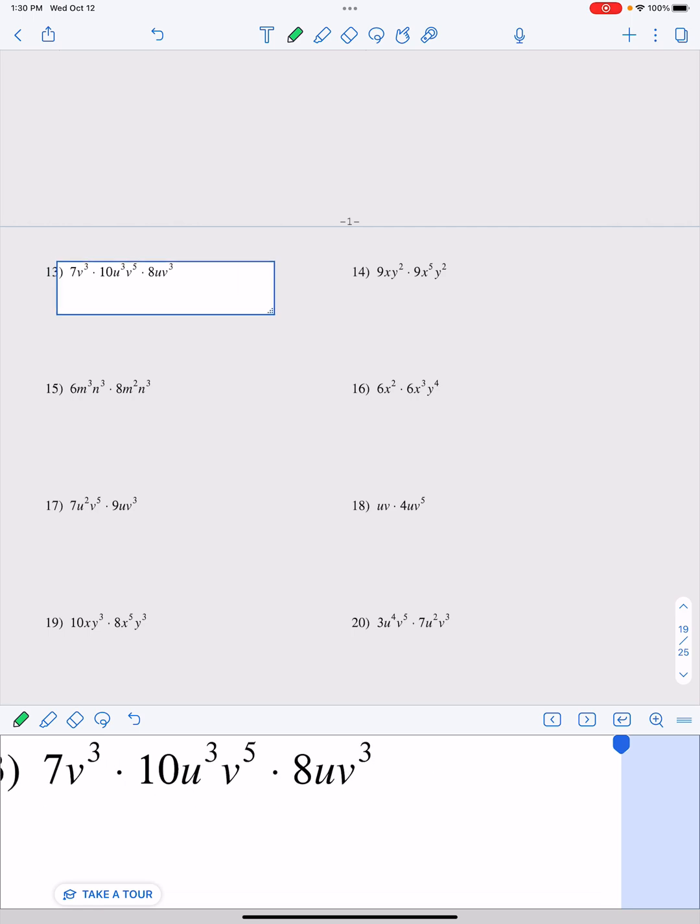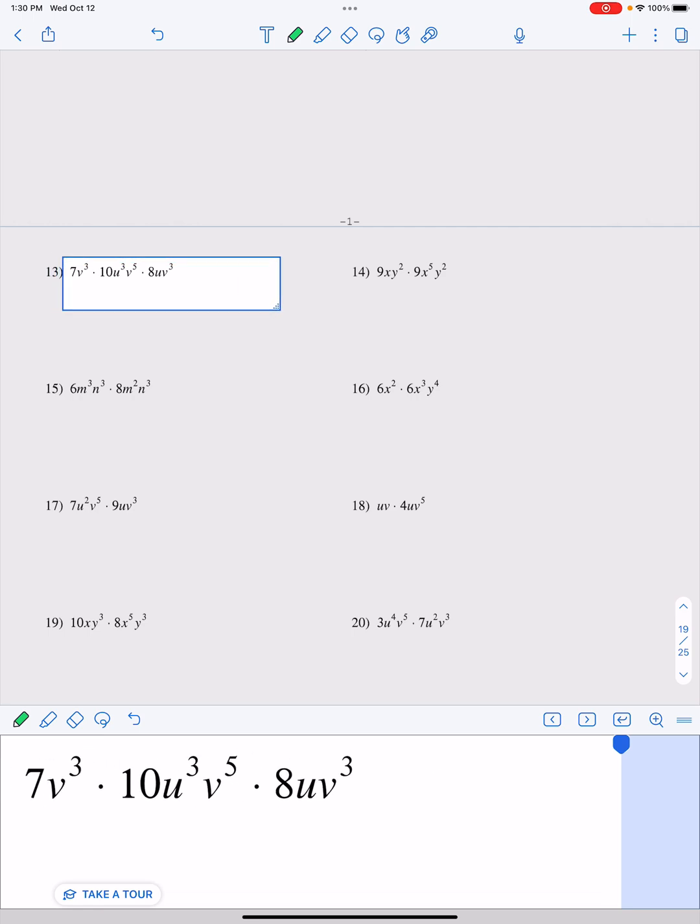So we're going to up the ante just a little bit. We made it a little bit bigger, but that's okay. Now, one of the ways you may want to do this when it comes to writing it out, until you get used to the patterns, go ahead and pull your coefficients out in front again. So we would have 7 times 10 times 8. Now, we have to put these together.